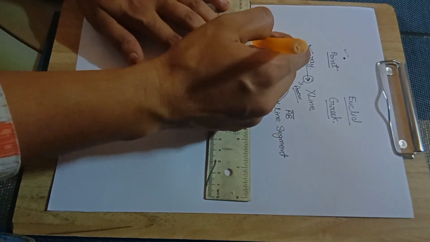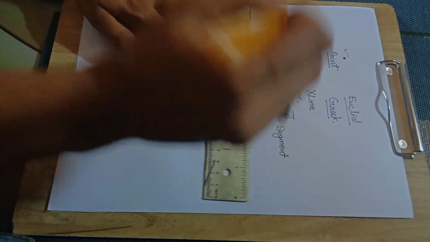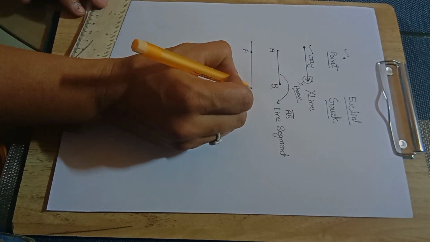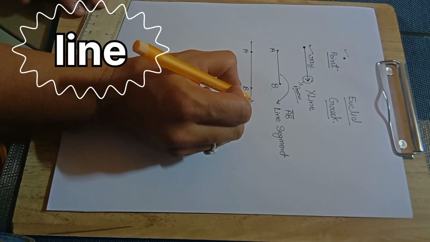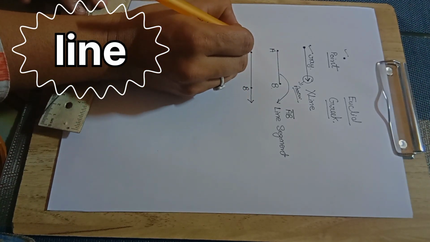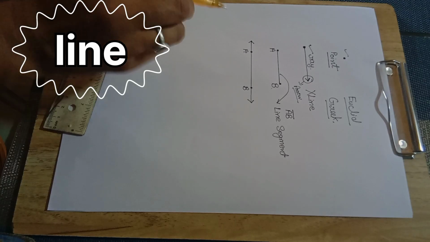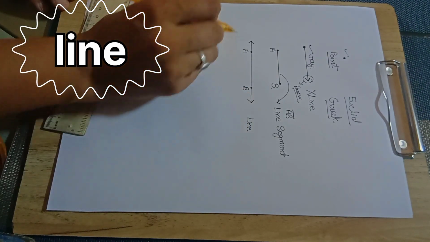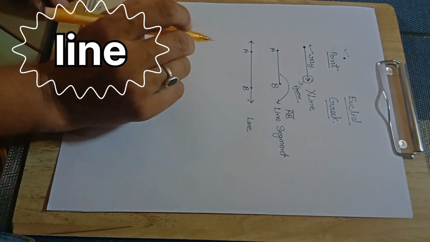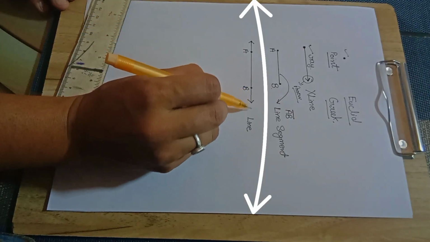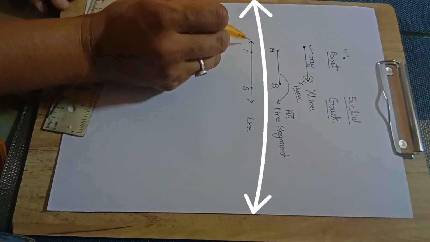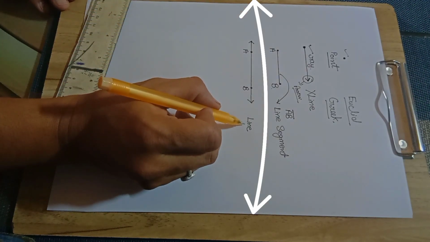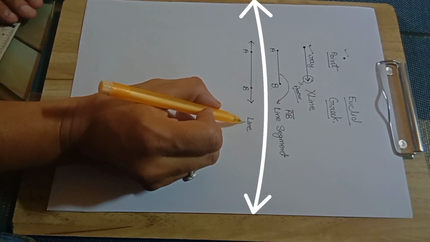So now we talk about line. When I join 2 points A and B and I mark an arrow in both its ends, then I say this is a line because a line has no end. I can extend this line towards this side. I can extend this line towards this side. It has no end. So I call it a line.